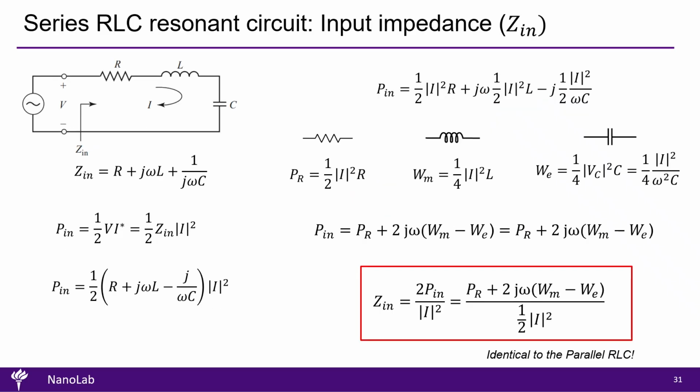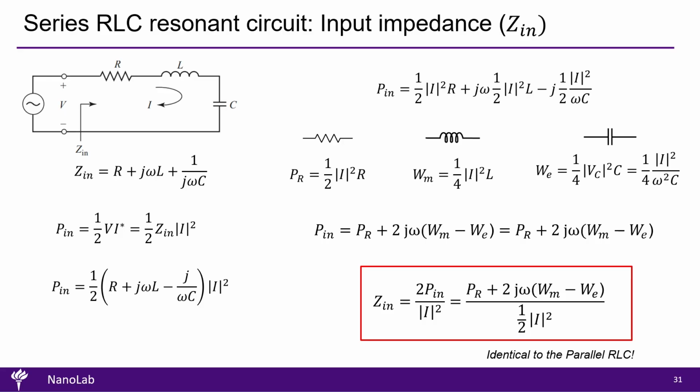For the sake of time, I won't go through the step-by-step analysis of how we derive the input impedance of the series RLC circuit from the power dissipated in the resistor and the average energy stored in the inductor and capacitor. But feel free to pause the video and take a closer look at the steps shown on this slide. As you may have already noticed, this expression is identical to that of the parallel RLC circuit.